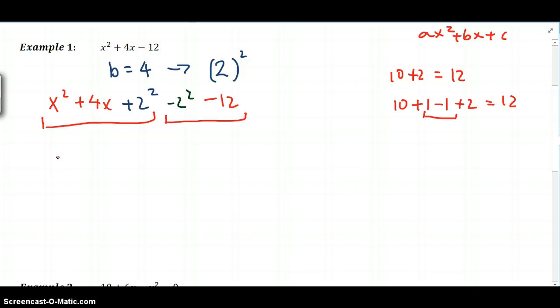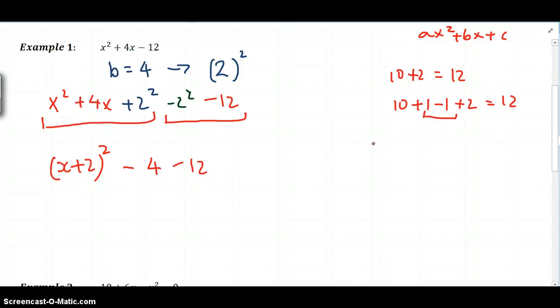So what this actually factorizes down to is x plus 2 squared. Now, from here, what we see is that we still have the right hand side to work out. Now, this actually becomes minus 4 and minus 12. Now, some of you might be asking, well, isn't a negative number squared always positive?